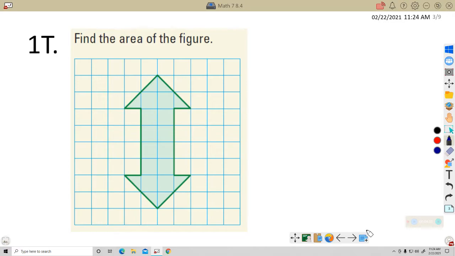Try this one. Find the area of the figure. I made it real big so it's easy to count. Count up the wholes, count the halves, and do your calculations. And I'll join you on the next screen.